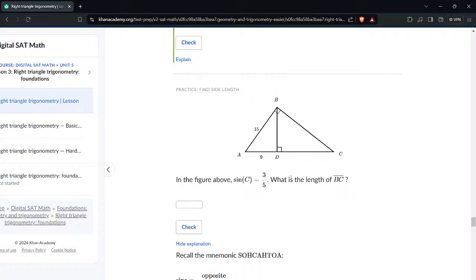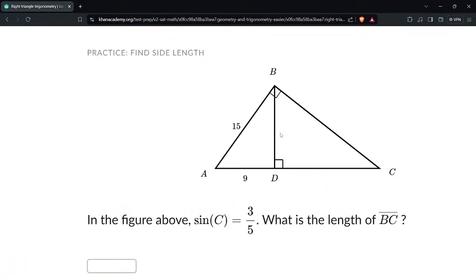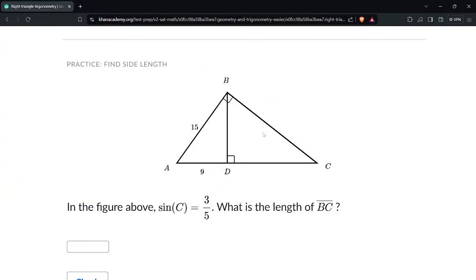I'm bad at maths. Really good. I am bad at maths, bro.